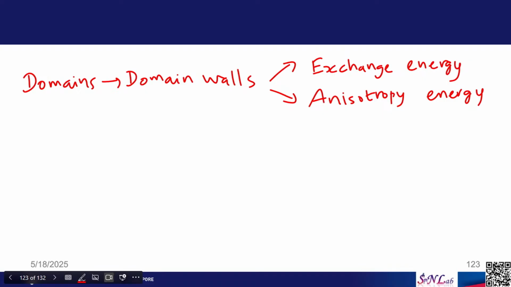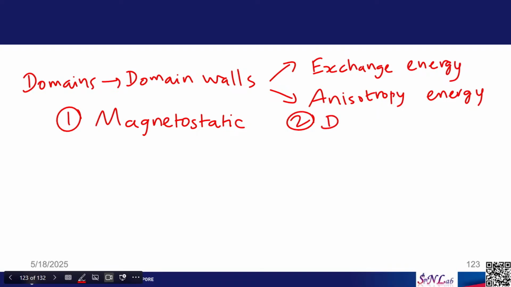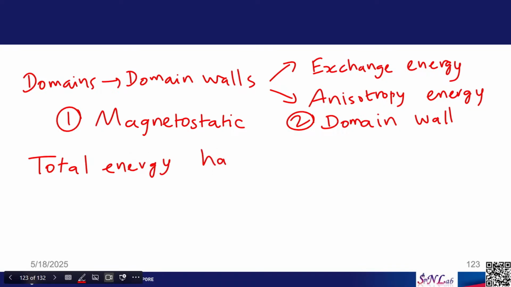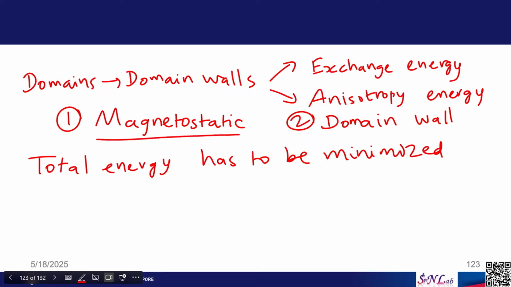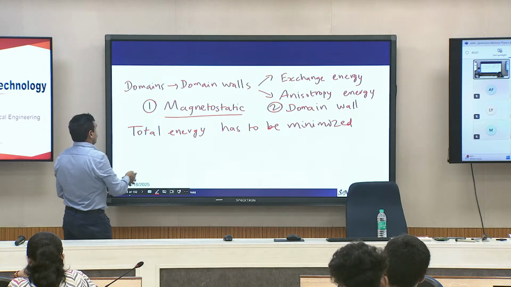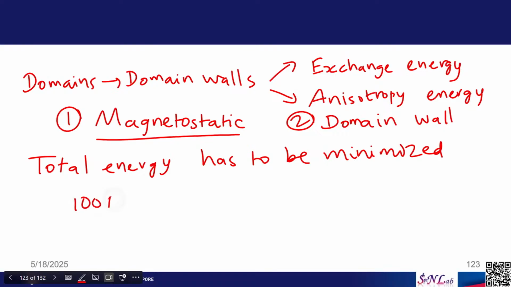Okay, so, when we have domains, there are two kinds of energy. One is the magnetostatic energy, the second one is the domain wall energy. A system always wants to minimize the total energy. So, in some cases forming domains will minimize the magnetostatic energy a lot. It might increase the domain wall energy a bit.